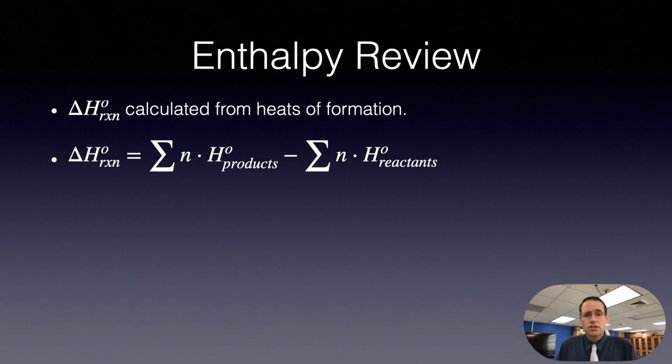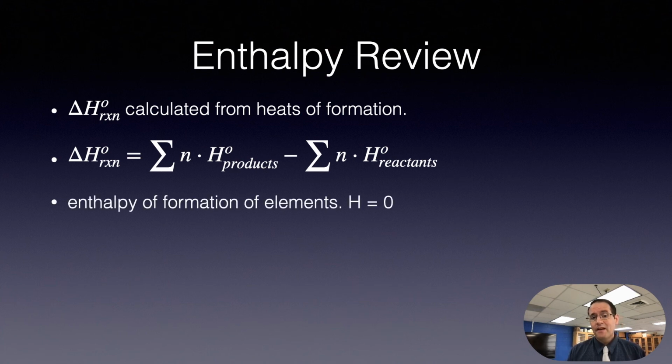Now delta H, this is a review. We've already talked about this, I don't remember the chapter number, previously in Chem 111 last semester. The delta H for a reaction is the sum of the heat of formation of the products minus the sum of the heat of formation of the reactants, and we use the coefficients in place of n here in the balanced chemical equation. I'll show you an example of this because we need to do this, all right?